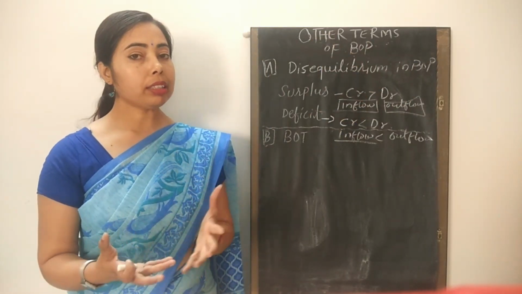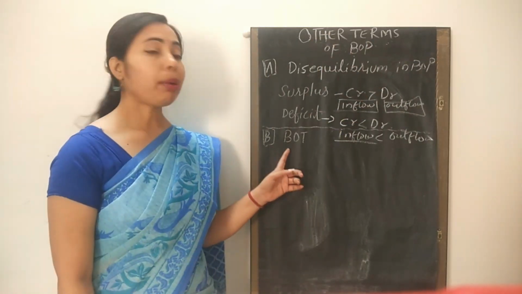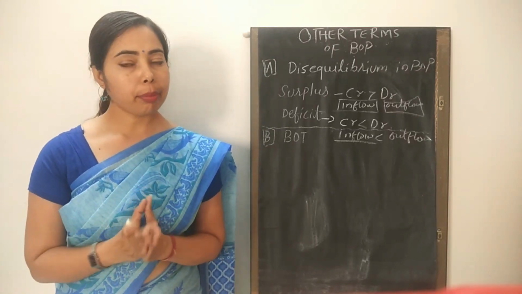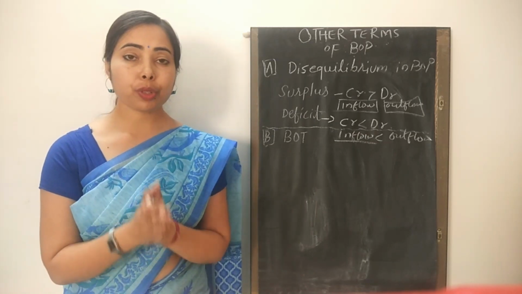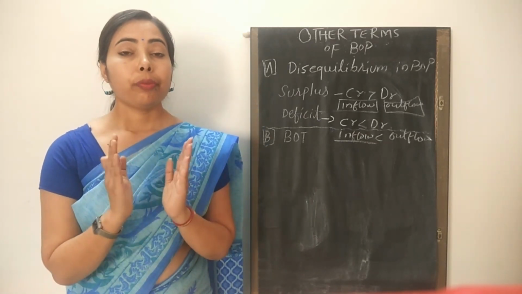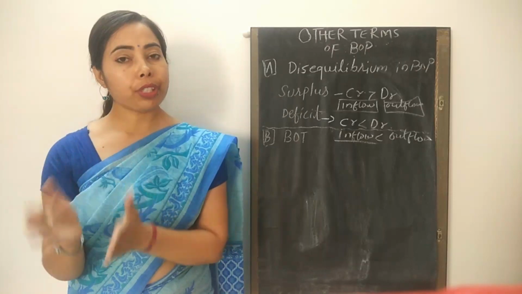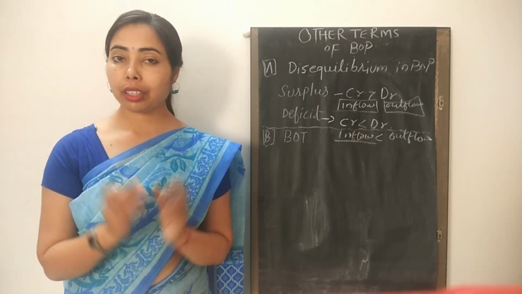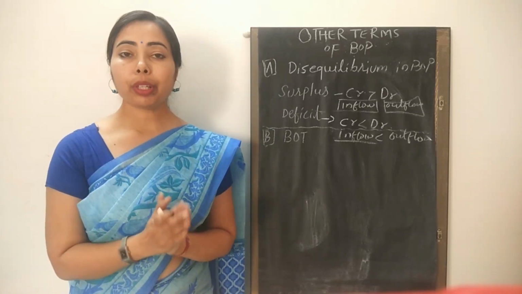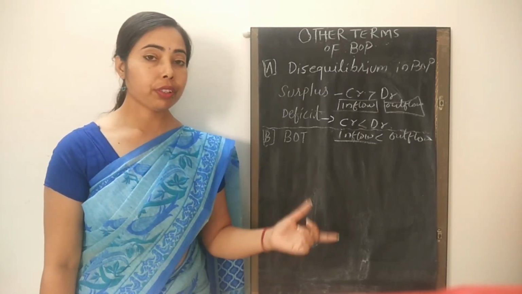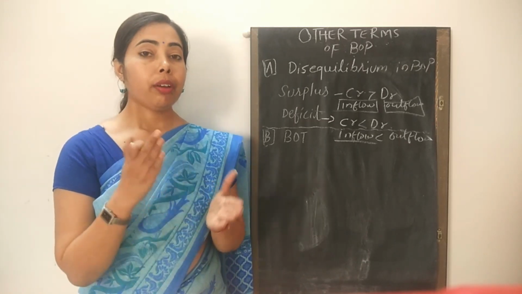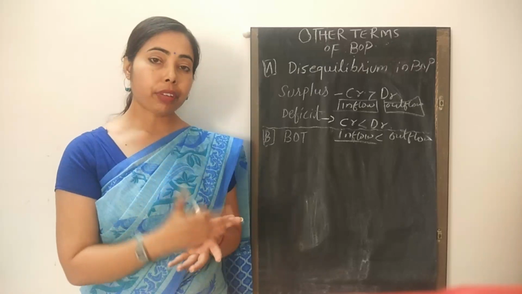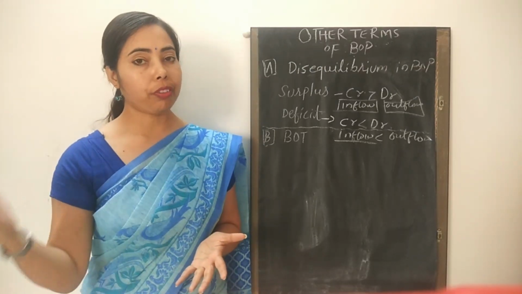Now another topic is balance of trade. What do we mean by balance of trade? Balance of trade is the difference between the value of export of visible goods and import of visible goods. Did you understand? Did you listen to the definition I gave? Balance of trade refers to the difference between the value of export of visible goods and the value of import of visible goods.